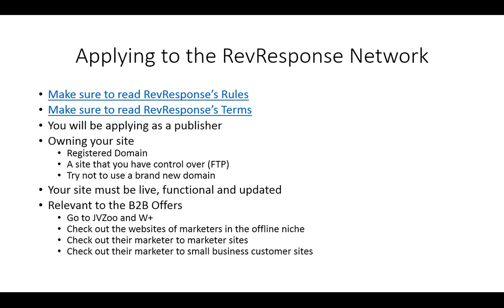Okay, so as you make an application to the RevResponse network, there is a link in this slide presentation. There is a link in the PDF, and you can click the link that says make sure to read RevResponse's rules. You can actually apply and start your application process to RevResponse. Understanding those rules, you can be successful in being a publisher on the network. Understanding that this is a business-to-business network, you want to make sure that you give the appearance and that you give them confidence that you're going to be able to generate that kind of traffic.